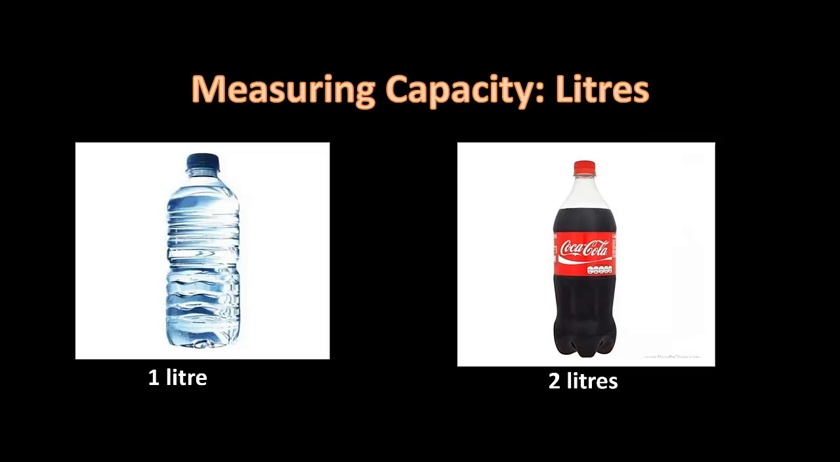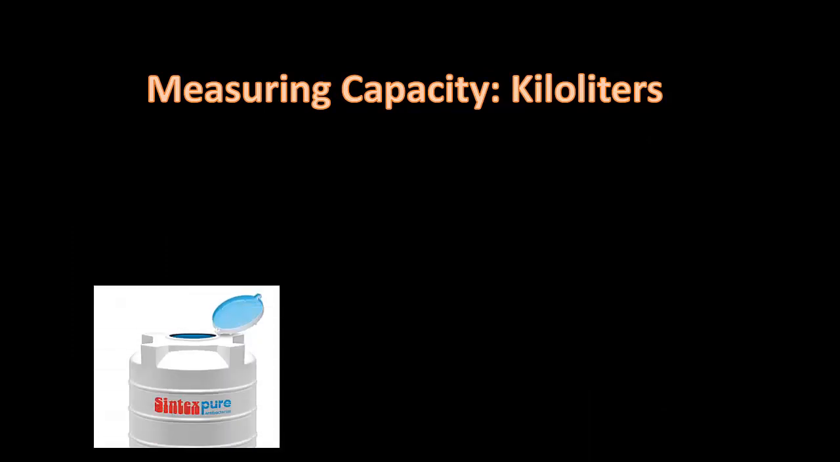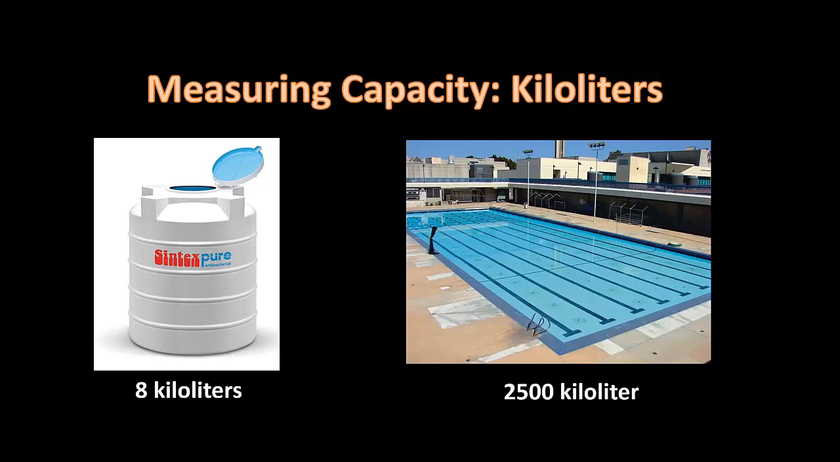But now imagine there's a very big pool in front of you and you're about to swim in it. But before you swim in it, you want to know how much water there is in it. We can't use liters because a pool is very big. So we'd be using kiloliters. To get the idea of what a kiloliter is, this Syntex water tank would be like 8 kiloliters. But if you would want to swim in a pool, this Olympic-sized pool would be around 2,500 kiloliters. So I hope that gave you the idea of what a kiloliter is.